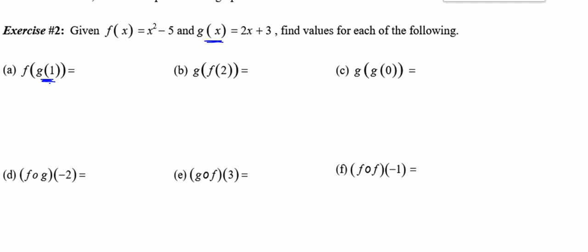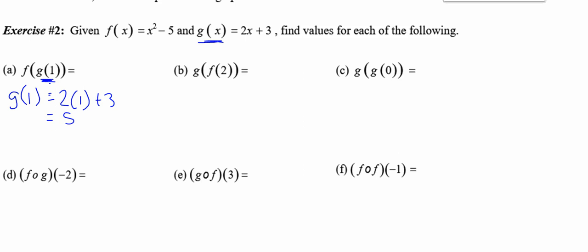My g of x function is here. Ultimately, what I'm going to do is I'm going to have g of 1 equals, and everywhere I see an x value for my g function, I'm going to plug in 1. So I have 2 times 1 plus 3. I'm going to simplify that. So 2 times 1 is 2, plus 3 gives me 5. So that's what g of 1 equals.